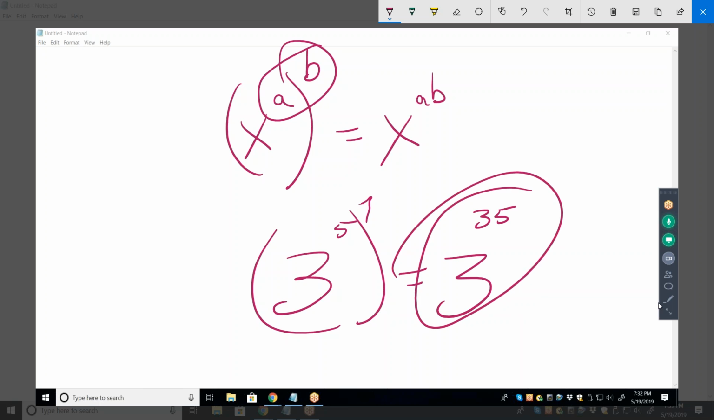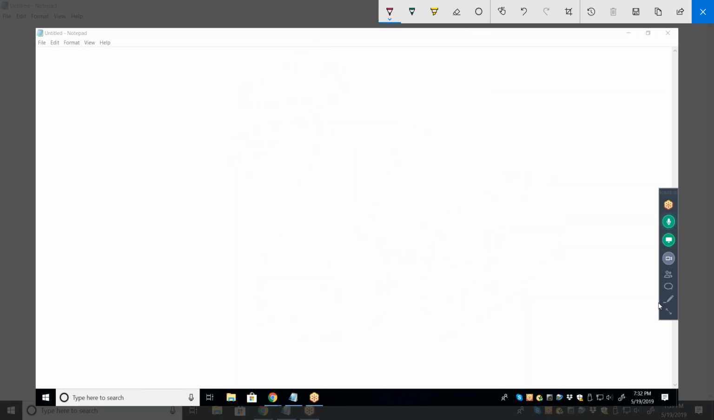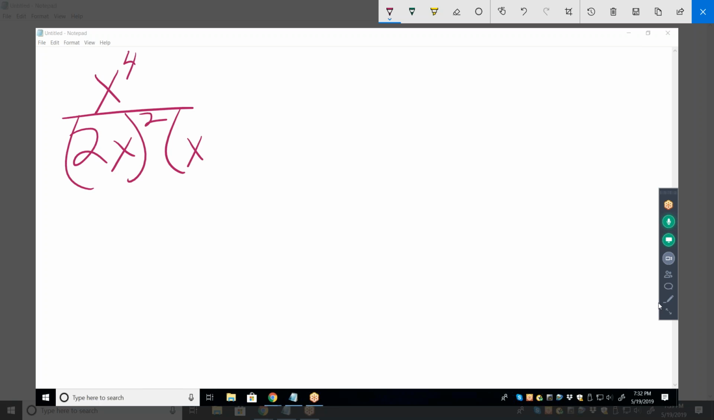So those are your 3 rules of exponents, and that's what they want you to apply in all of these problems. So give me some more problems. Okay. So x to the 4th over 2x in parentheses to the 2nd times x cubed. Like that? Yep. Don't really need the second set of parentheses, I guess.